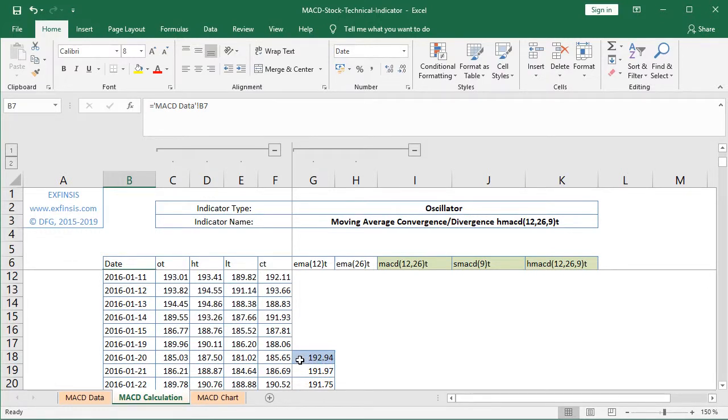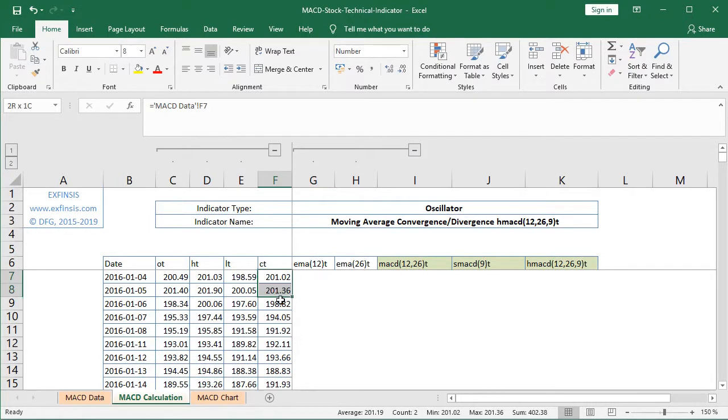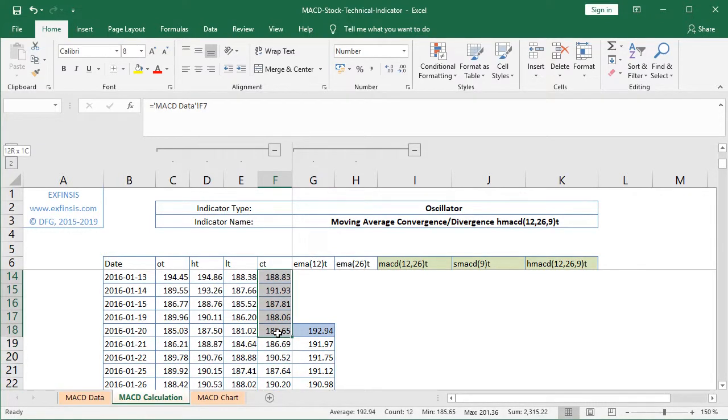Notice that the first cell here, which is G18, has a different colored background to the rest of the column. In this case, it was colored in blue to highlight the different calculation to the rest of the column. As we can see here, it's calculated with the built-in Excel function of average from F7 to F18. So we scroll to the beginning and select from F7 to F18, and we can see that that corresponds to 12 observations here in the count.